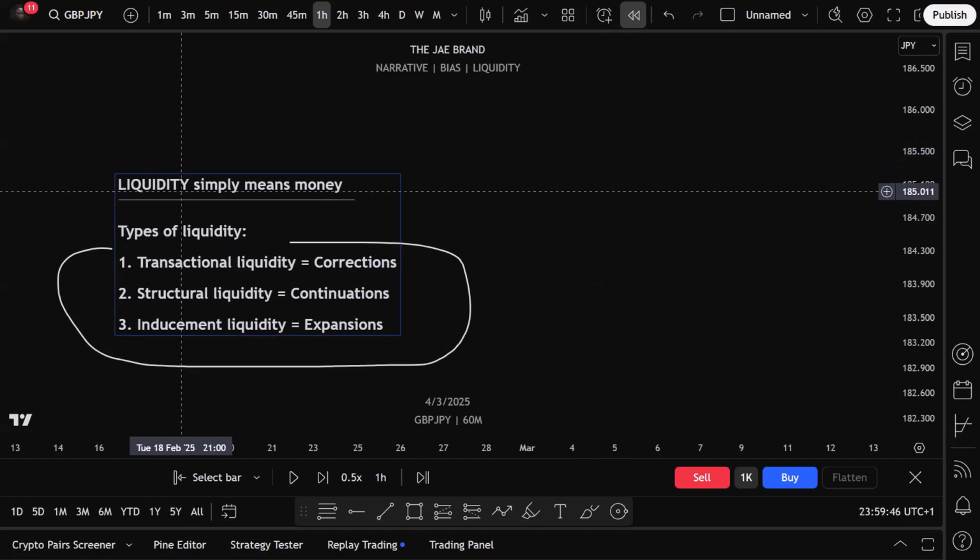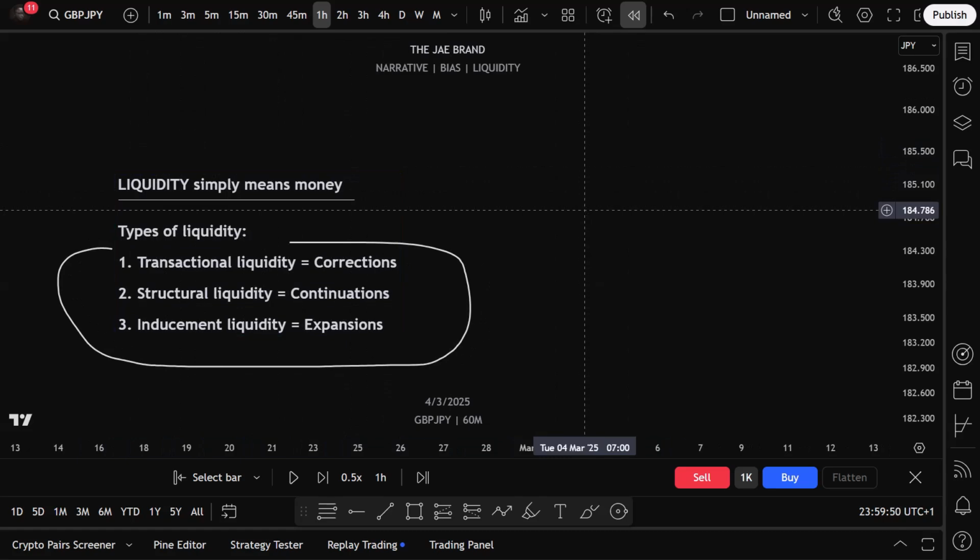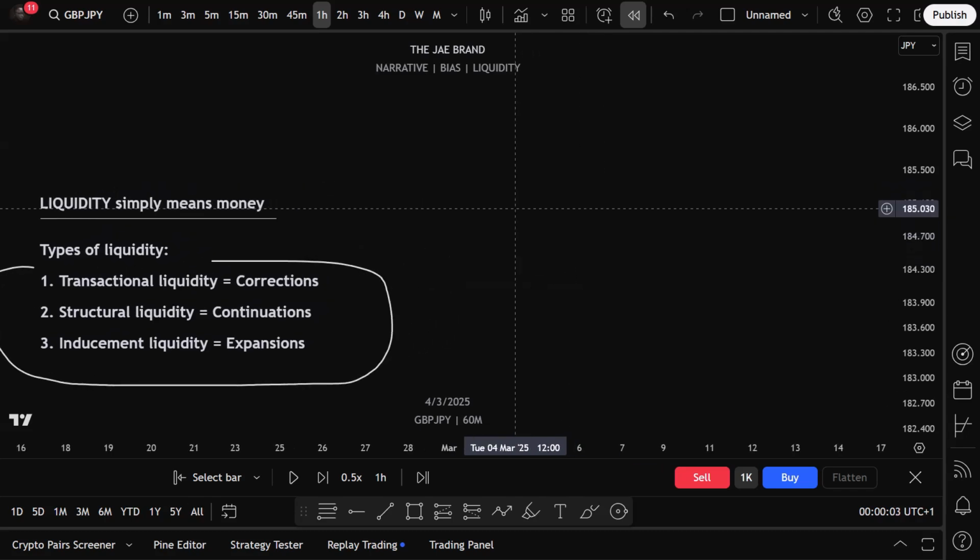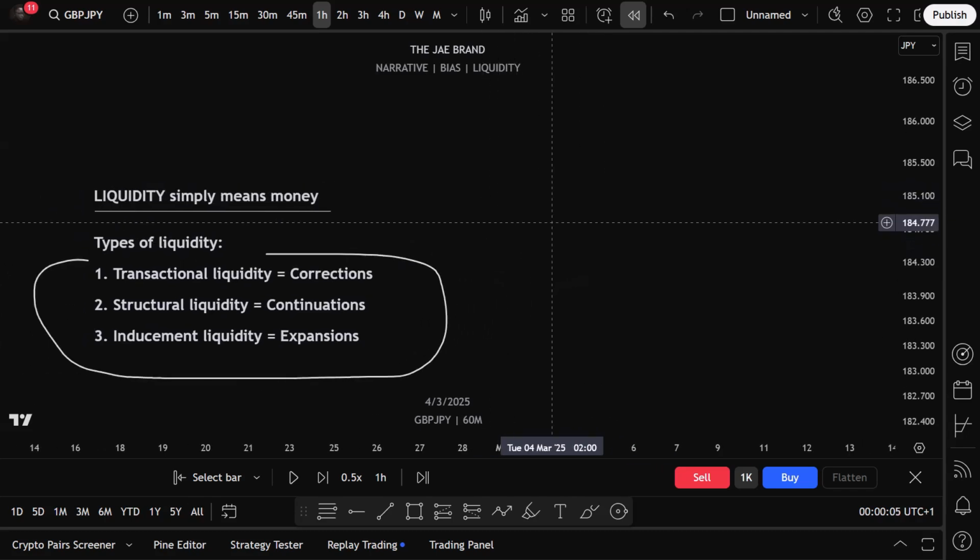So to me, liquidity simply means money. You have to identify where the money is in order for you not to become the money. Because if you don't know where the money is, I promise that your money will be taken and you will now see the move going in your direction after you have been stopped out. So in order to avoid that, please pay maximum attention to this video.